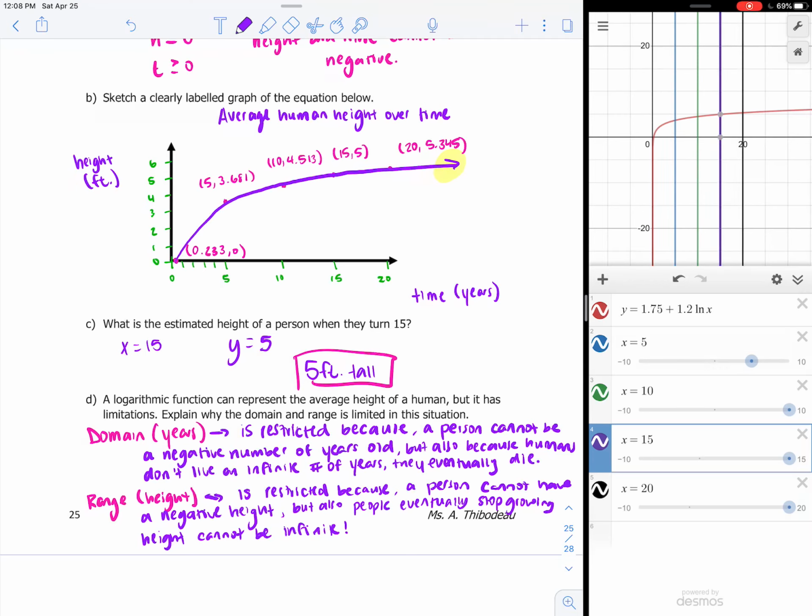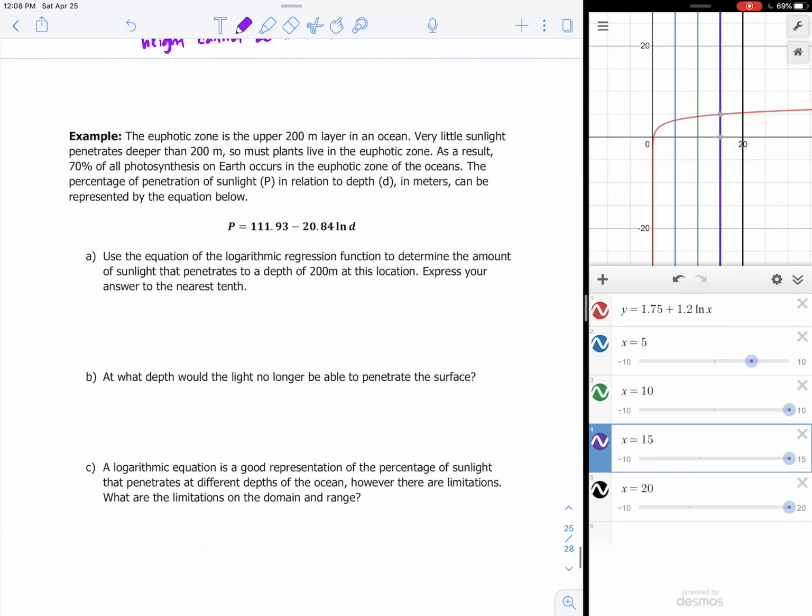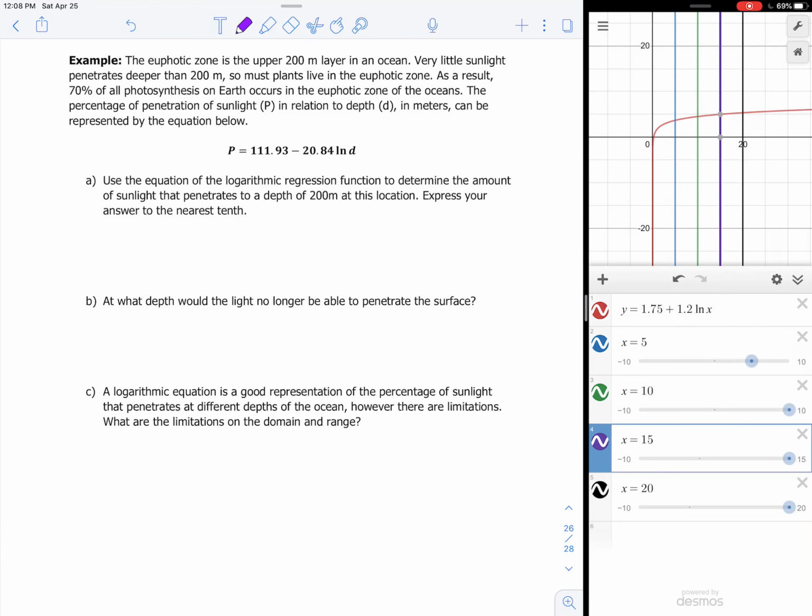All right, we have one more example. The euphotic zone is the upper 200-meter layer in an ocean. Very little sunlight penetrates deeper than 200 meters. So most plants live in the euphotic zone. As a result, 70% of all photosynthesis on Earth occurs in the euphotic zone of the oceans. The percentage of penetration of sunlight, represented by the capital P, in relation to depth, d, in meters, can be represented by the equation below.